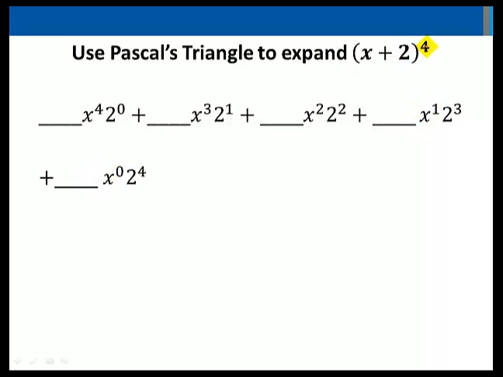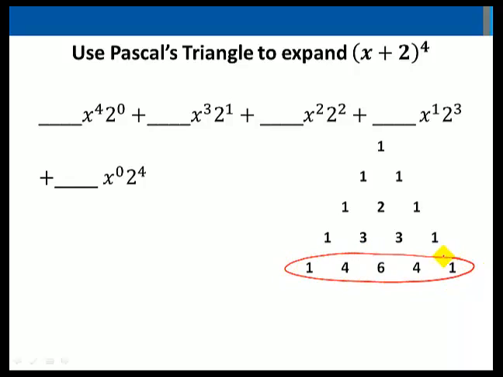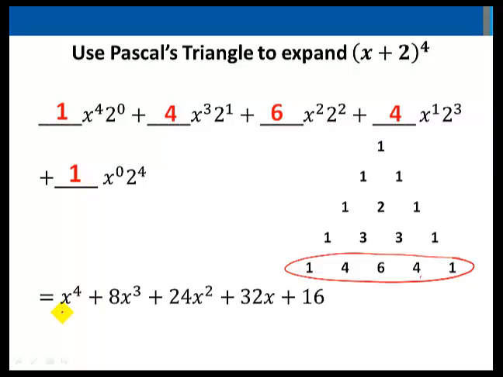For 2, the last term will contain 2 to the 4th. The term prior to that, 2 cubed, 2 squared, 2 to the first, 2 to the 0. So all I need now is the binomial coefficients. I am expanding x plus 2 to the 4th, which will be this last row. And I just plug the numbers into the little spaces I've left, starting with 1, 4, 6, 4, and 1. And then simplify. We end up with the expansion x to the 4th plus 8x cubed plus 24x squared plus 32x plus 16.